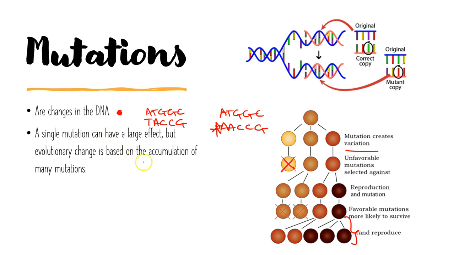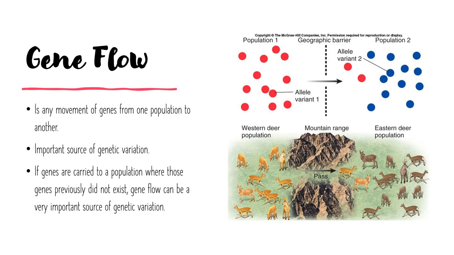Okay, this series of mutation and selection is what leads to evolutionary change, giving an accumulation of many mutations. So a single mutation may not lead to evolutionary change, but the accumulation of many mutations over multiple generations over time can lead to a different distribution of the genotype within the population and eventually a new species.